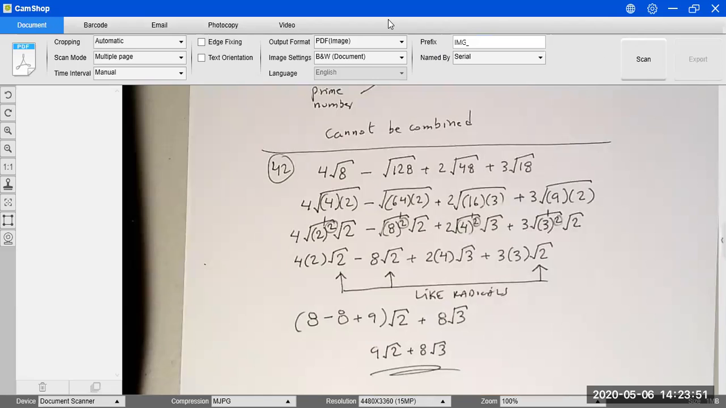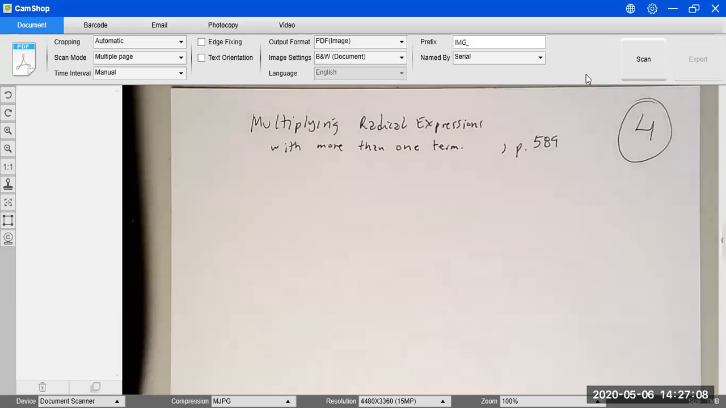So I check this work, and we already added and subtracted radicals. Now we're going to multiply radical expressions, and to do that we're going to use the distributive property.